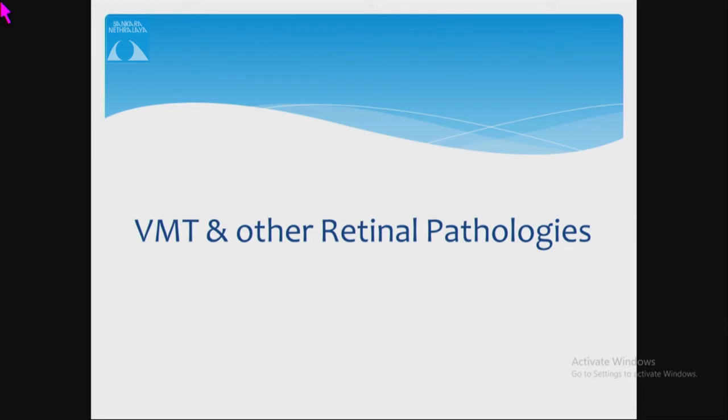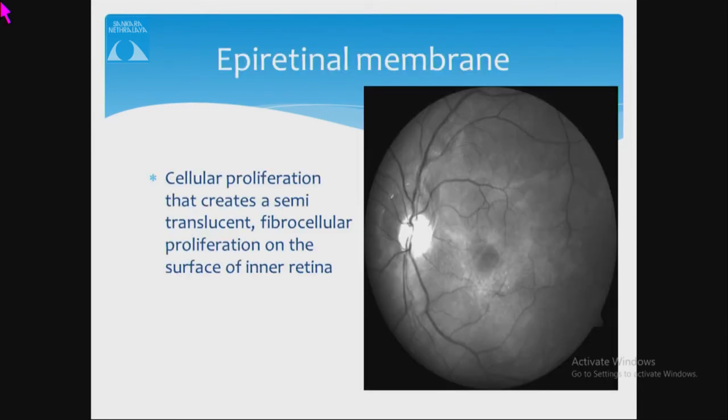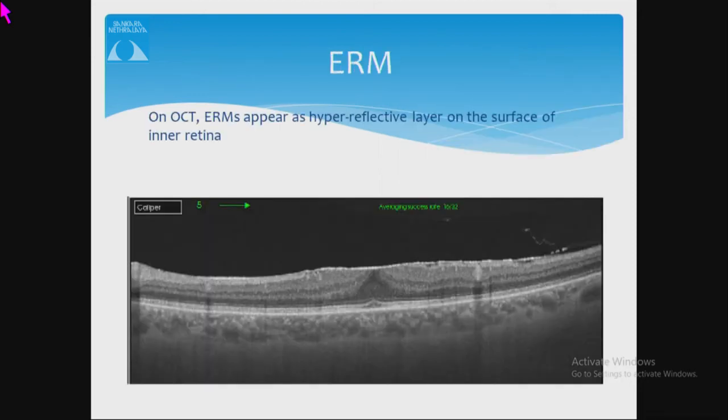VMT can be related to other retinal pathologies, like, first of all, epiretinal membrane. ERM is a cellular proliferation that creates a semi-translucent fibrocellular proliferation on the surface of the inner retina. It appears in OCT as a hyperreflective layer on the surface of the inner retina. You can see the topmost hyperreflective layer.